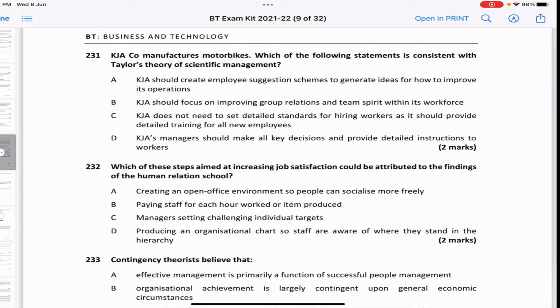KGA company manufactures motorbikes. Which of the following statements is consistent with Taylor's theory of scientific management? Okay, something which is related to Taylor. That is the scientific way of management, which means that there's one best way to do everything.